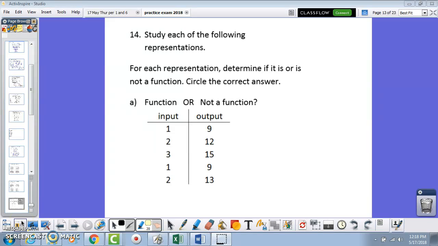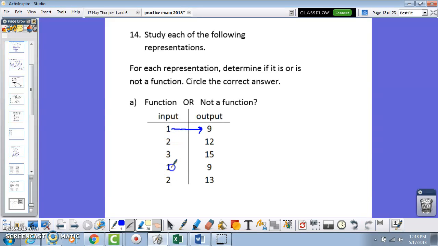Okay, so we have to look at these different representations and decide if they are a function or not a function. Let's start with this table. I'm going to look for repeated inputs. So look, I got 1 here and 1 here. So I've used 1 twice.